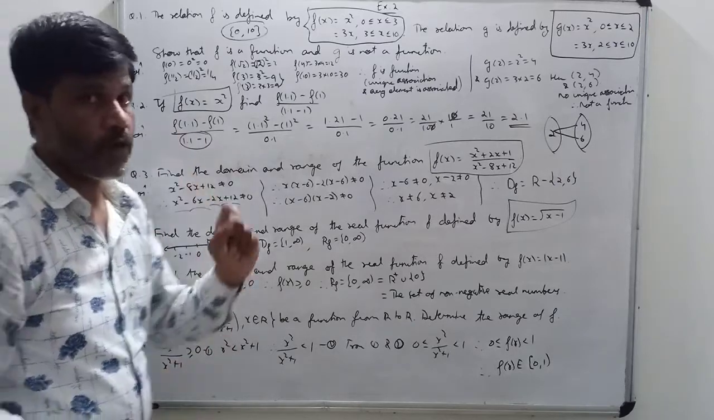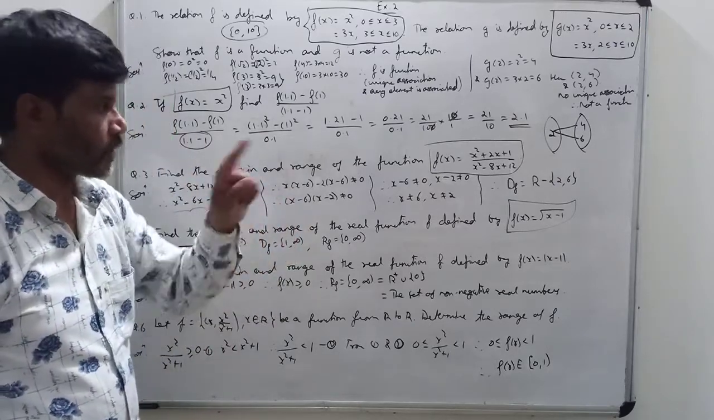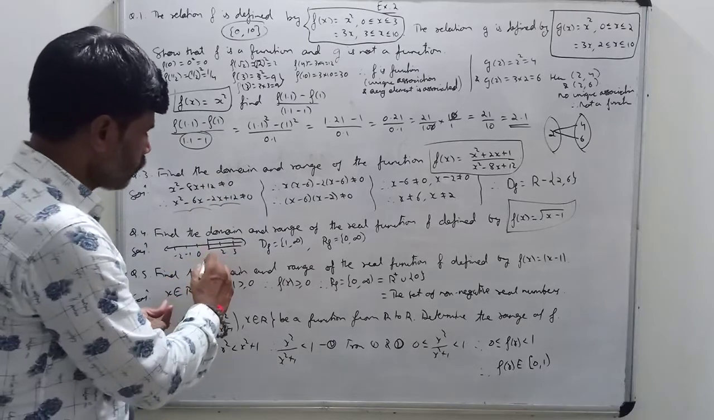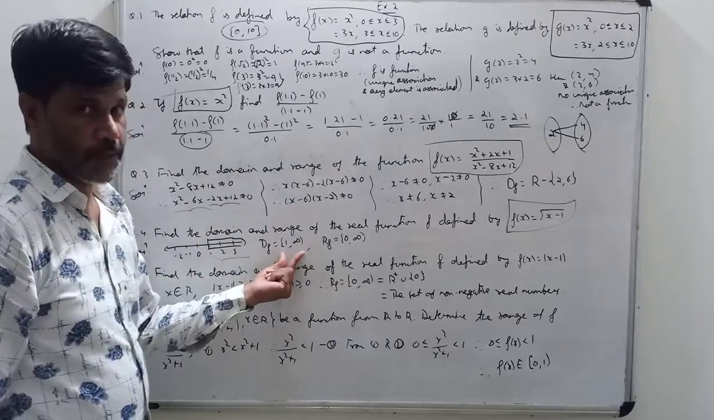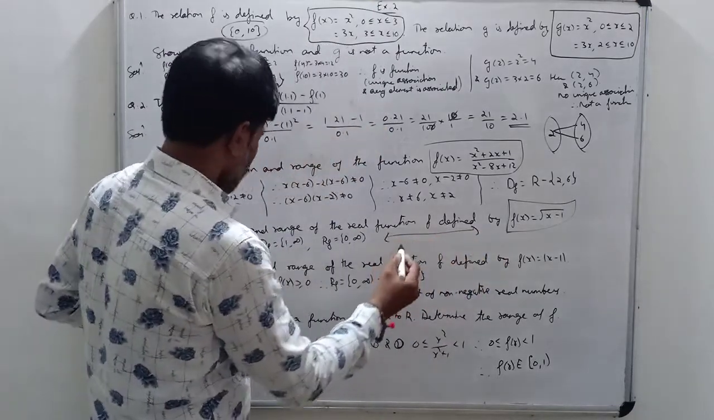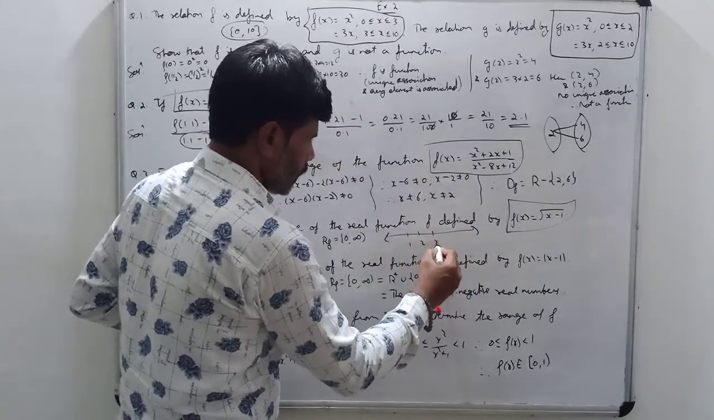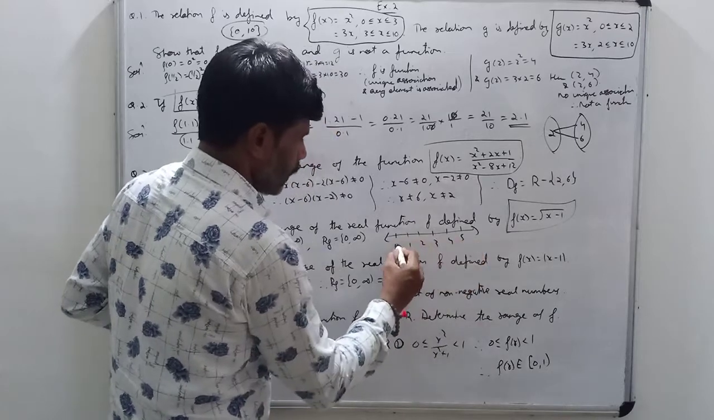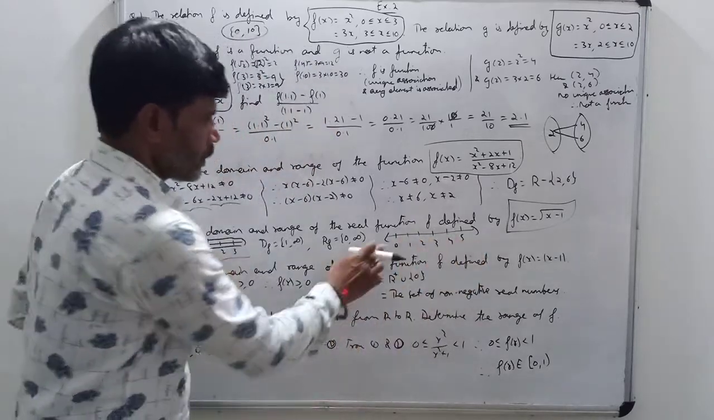So domain means what? Those values of x for which the function is defined. So here what are the values of domain? 1 to infinity. Okay, to find out the range, again make a number line. So what is the domain here? 1, 2, 3, 4 and so on up to infinity. Okay, so these are the values of domain.